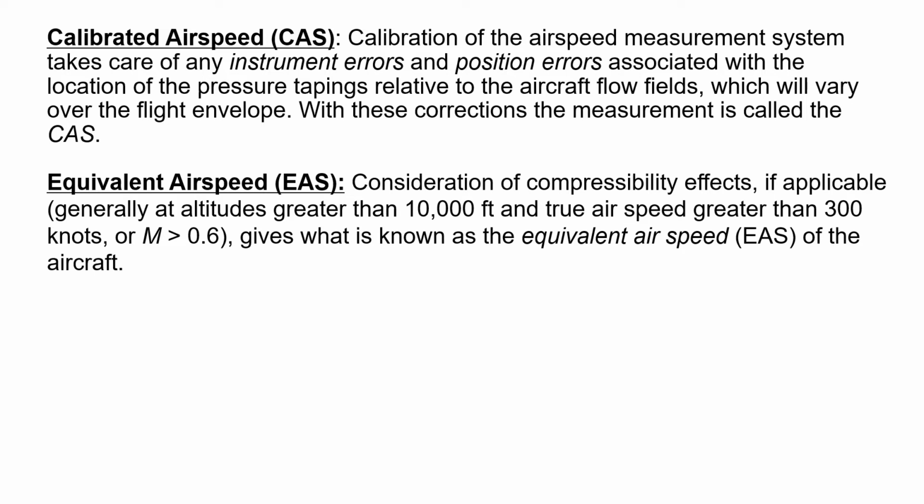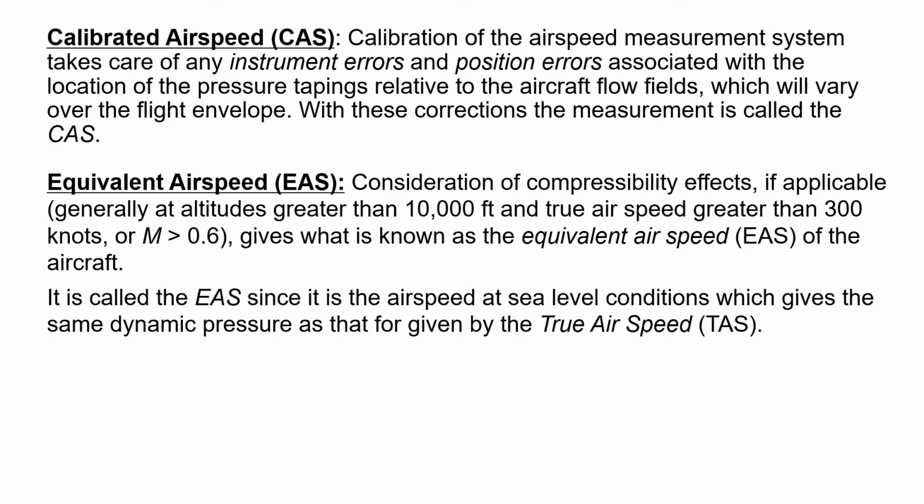So what is compressibility effects? That's when the density changes, because when we calculate the airspeed, in the square root we have a density rho. If the aircraft is not flying very fast and not very high, the rho doesn't change. But when the aircraft is cruising at transonic speed, which is high subsonic Mach number or very high, the density changes when it's flying. So we need to take into account the compressibility effect. It is called the EAS, equivalent airspeed, since it is the airspeed at sea level conditions, which gives the same dynamic pressure as that given by the true airspeed.